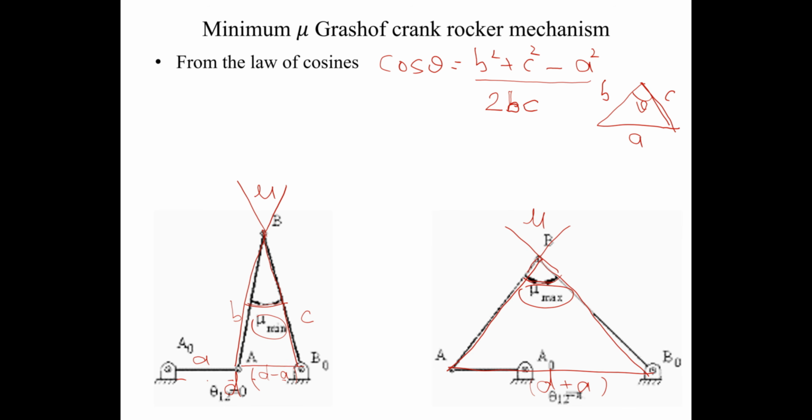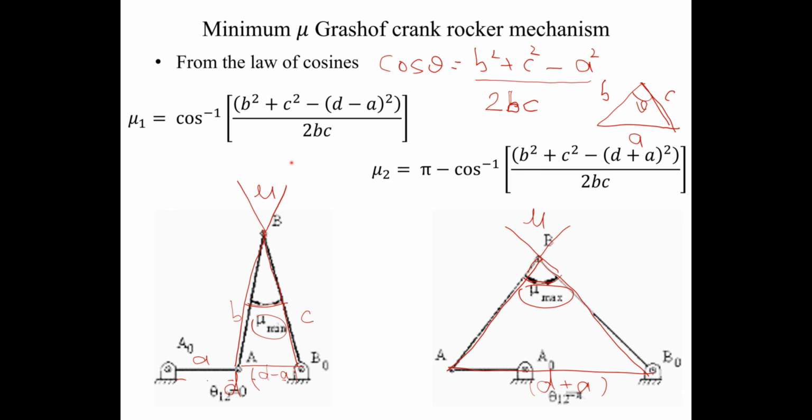So using the same law, I can calculate the mu angle here for both configurations. For the left one I call it mu1, and the right one I call mu2. So for mu1, we take cos of mu1 equal to b square plus c square minus d square minus a square divided by 2bc. So this is the law of cosines for the left figure.